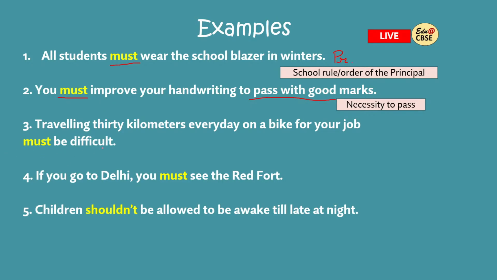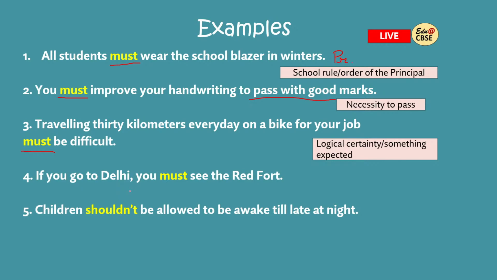Now let's see the third sentence. Traveling 30 kilometers every day on a bike for your job must be difficult. Now here again I am using must because it is understood in this context. Logical certainty that it is like this. Going 30 kilometers every day on a bike, so it is actually difficult. So must be difficult. So these are the different conditions where you have to use must.